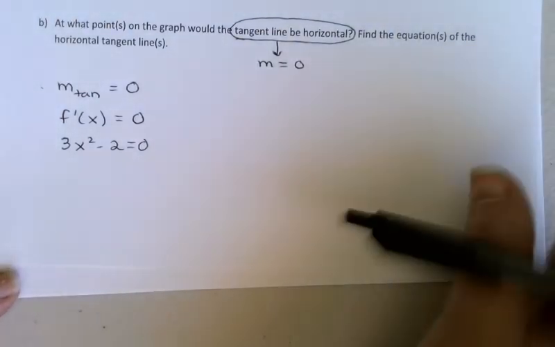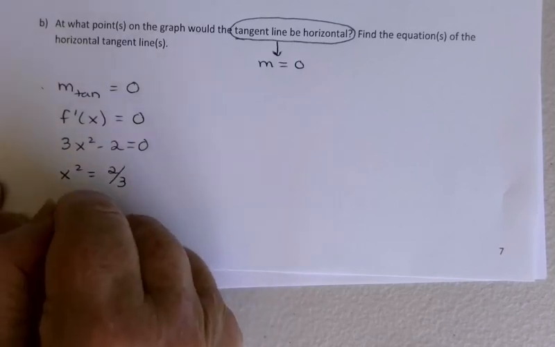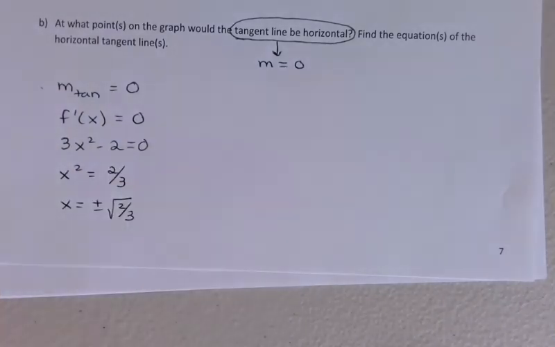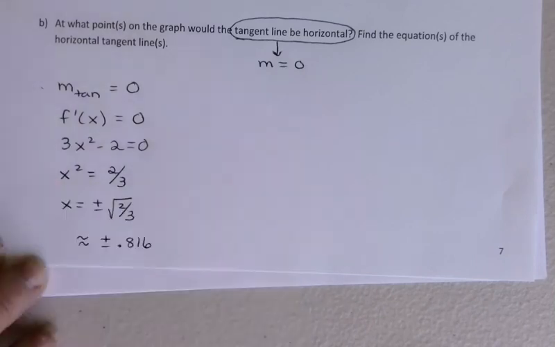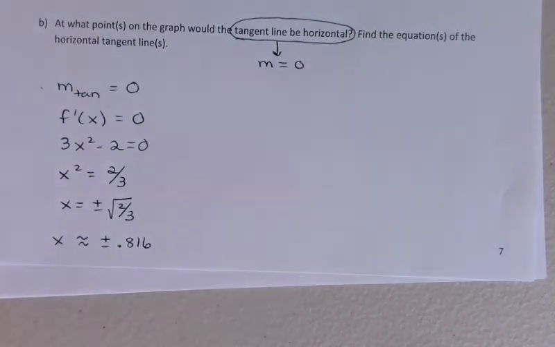So let's see, solving for x here, I'd have x squared equals 2/3. So x will be plus or minus the square root of 2/3. That gives me the x values. I'm going to go ahead and get some decimal approximations here. Square root of 2/3 is about 0.816. So that gives me the x values where I'd have the horizontal tangent lines. If I want the actual points on the graph, I can plug those x's back into the original function and get y values as well.